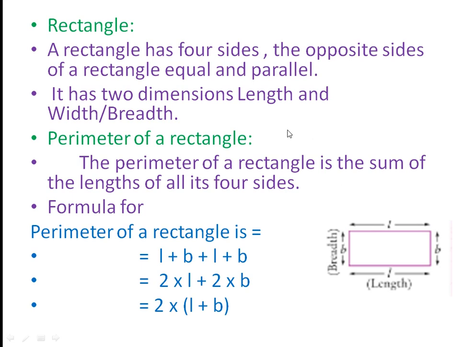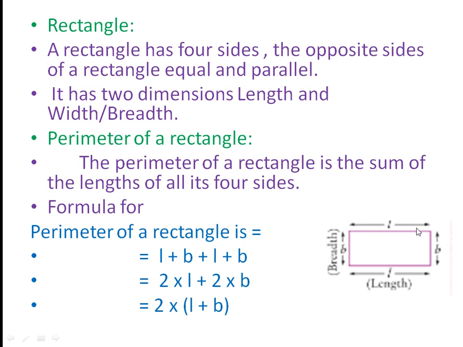Now let me learn the perimeter of the rectangle. First we learn the meaning of the rectangle. A rectangle has four sides. The opposite sides of a rectangle are equal and parallel. See, this is the rectangle picture. A rectangle has four sides: 1, 2, 3, 4 sides.